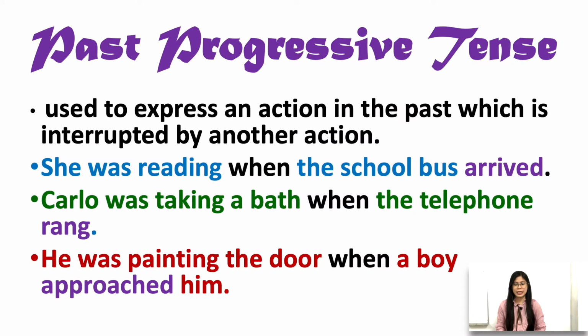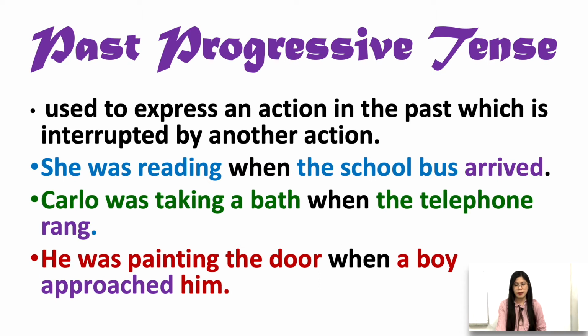Past progressive tense is used to express an action in the past which is interrupted by another action. Example, she was reading when the school bus arrived. Here we have two actions. The first one is she was reading and the other one is the school bus arrived. So as you can see here, the first action was interrupted by another action. So she was reading but it was interrupted when the school bus arrived.